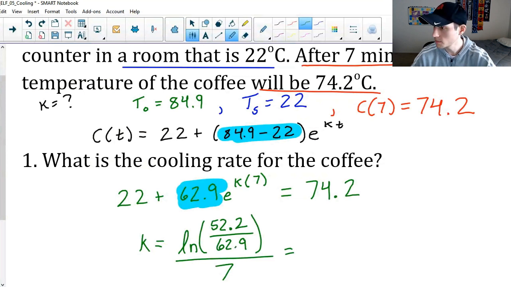Let me calculate. Natural log, 52.2, 62.9, all over 7. No, not 52.9, 52.2. I still keep saying 9.